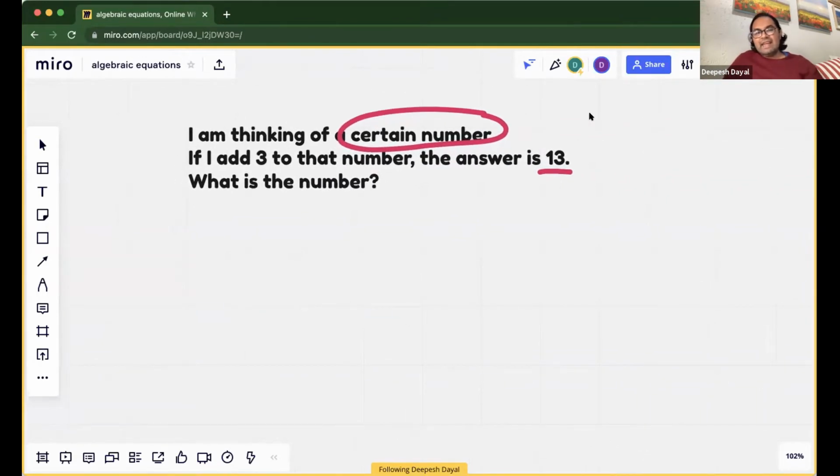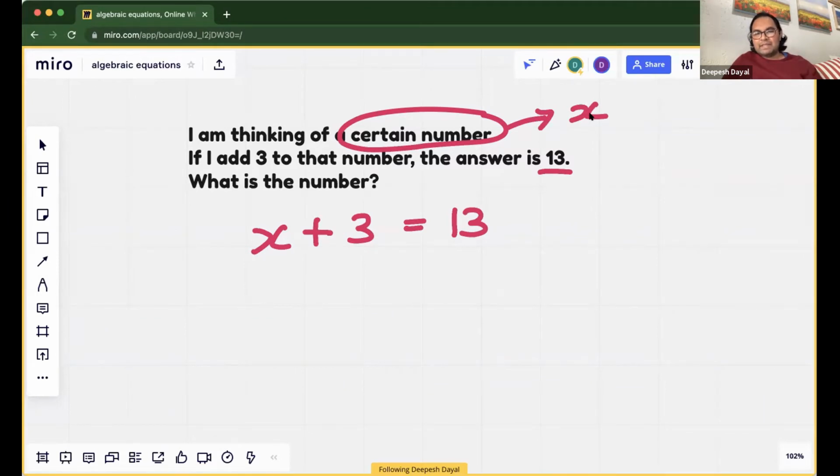So you use X to represent a certain number. So we can say X. If I add 3 to that number, plus 3 equals 13. Is this right, the way I represented this? So a certain number, we can call it X, and we add 3 to that number, and that gives me 13.